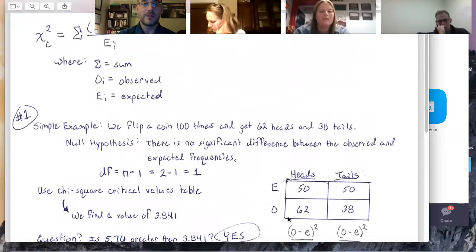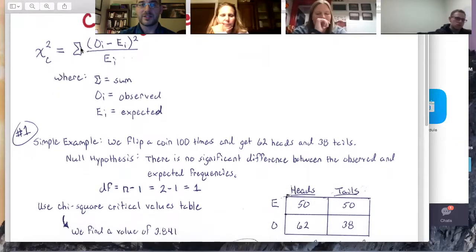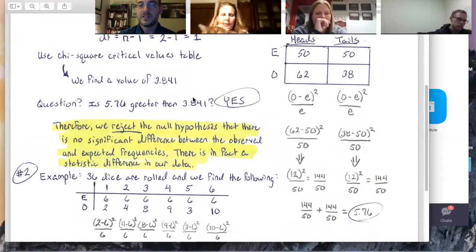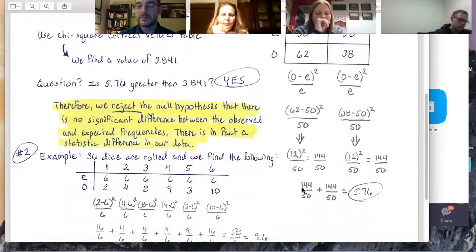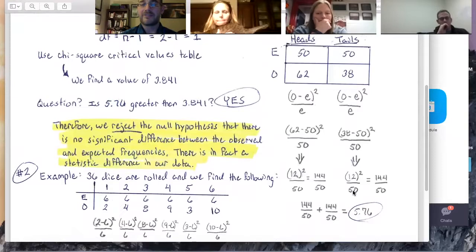And our formula up here was just the sum of those differences squared divided by the expected value. So the sum of those, that's what sigma stands for, the sum. So we're going to add those up. So 144 over 50 times 2 comes out to be 5.75. That number is what we're going to have to compare with some chi-square critical value.